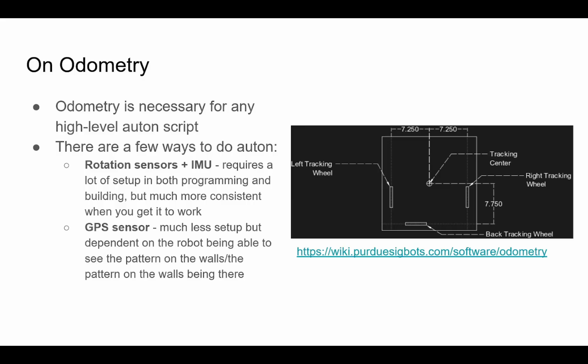The GPS sensor is a way of doing odometry that is much less setup, but it's also dependent on the robot being able to see the pattern on the walls or the pattern on the walls being there. So if you're trying to test it, but your home field doesn't actually have patterns on the walls, this is not really going to be the best option.